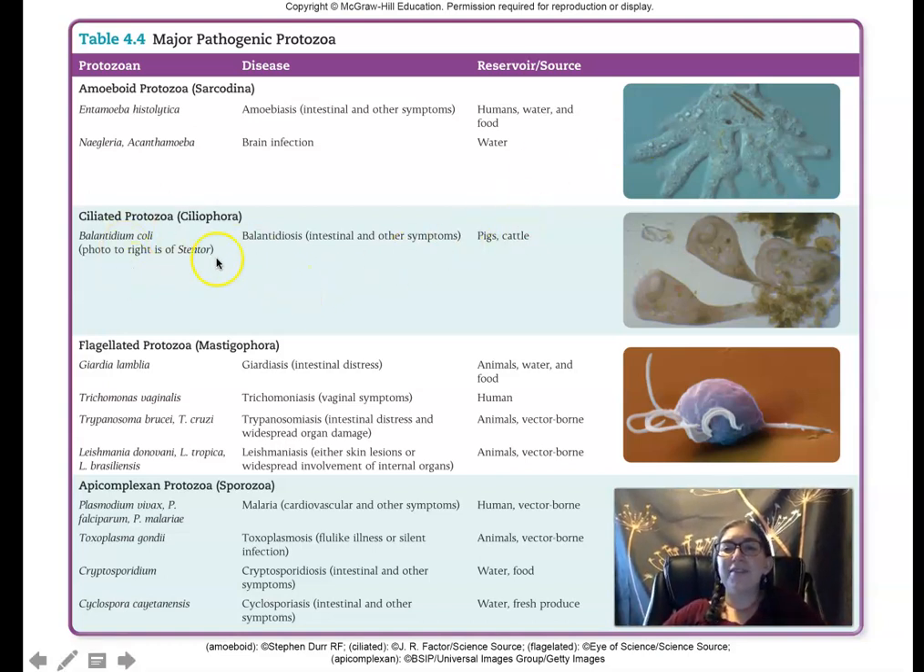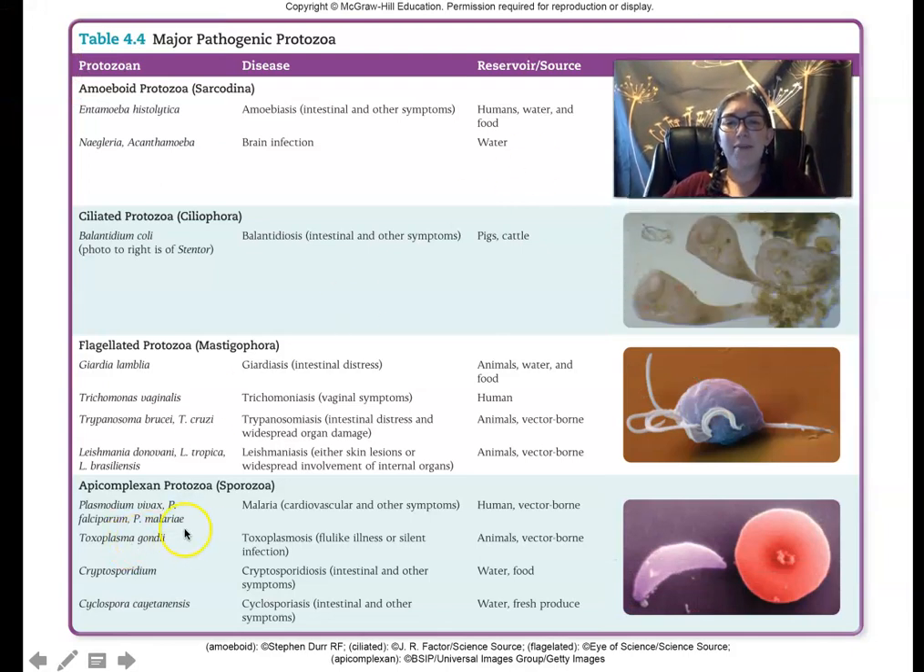There are some that are ciliated and they move through cilia. There are some that are flagellated. They have a flagella. And then there are ones called apicomplexans, and they move by something called gliding motility. So they kind of swim. And all of these have pathogens. There are pathogens in these different classes of protozoa, but that's how protozoans are sort of classified by their type of movement.